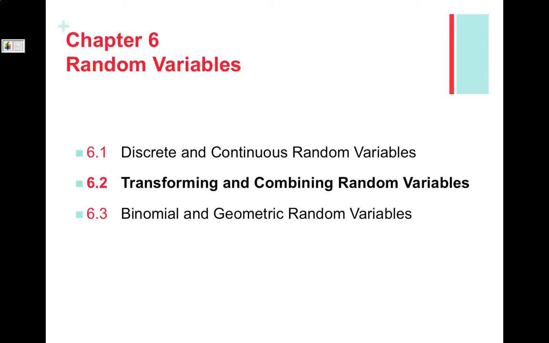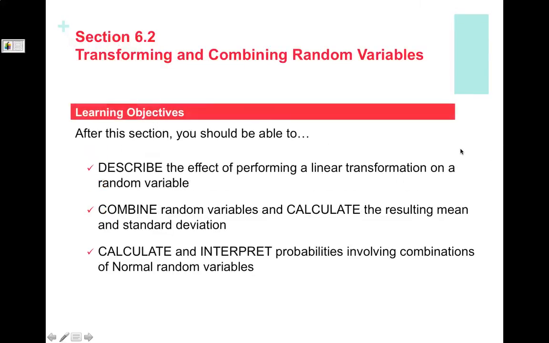Continuing our look at random variables, today we will be transforming random variables. And in this next video of 6.2, we'll be combining random variables. We're looking at how these transformations are going to affect the mean and the standard deviation and variance. And what I hope you notice is that this is really nothing new. It's things that we saw much earlier in this course.